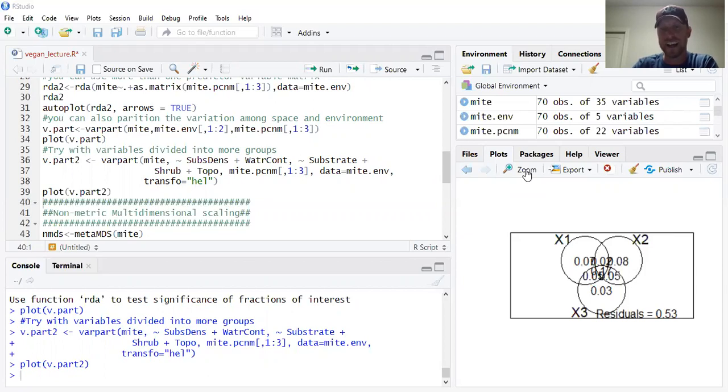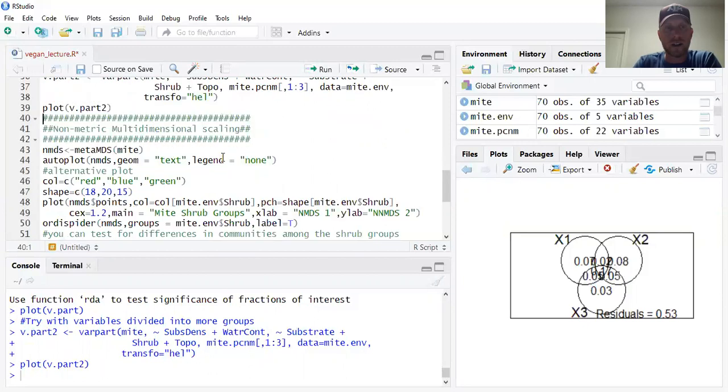All of that adds up to about, let's see, 47%, and 53% is left over as residual or unexplained variation. So variation partitioning is a pretty common way of thinking about relative contributions of different classes of environmental or spatial or predictor variables, that is to say, their influence on community data.